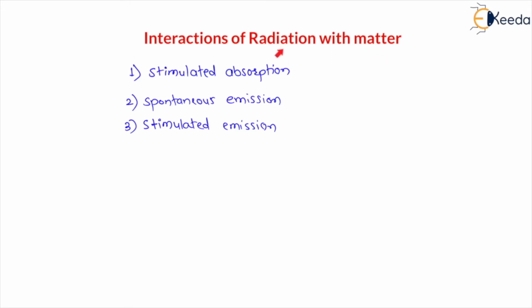Now my dear students, whenever there is an interaction of matter with radiation or radiation with matter, there are basically three ways. That is, first is stimulated absorption, then spontaneous emission, and then stimulated emission. So in this lecture we are going to see these three ways of interaction of radiation with matter. So with this basic introduction to this lecture, let us start one by one.